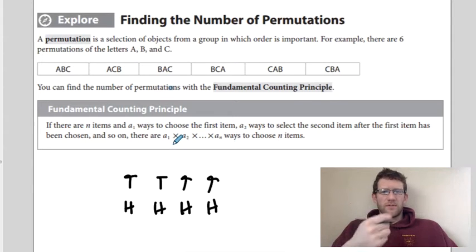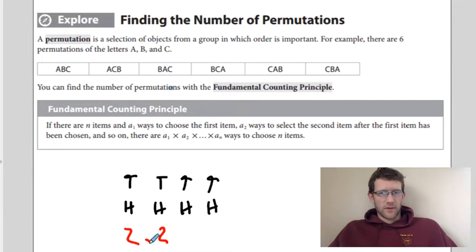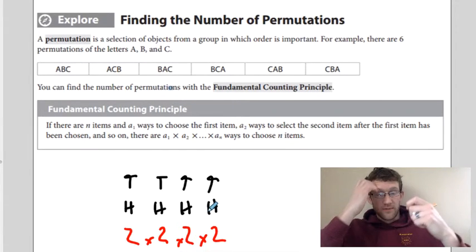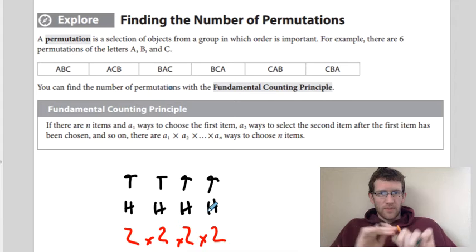How many ways are there to flip the first coin? Well, it's 2. There are 2 ways to flip the first coin. How many ways are there to flip the second coin? I could get heads or tails still, right? It doesn't matter if I've gotten heads before. There's still just 2 ways to flip the second coin. How many ways are there to get the third? It's 2. How many ways to get the fourth? It's 2.